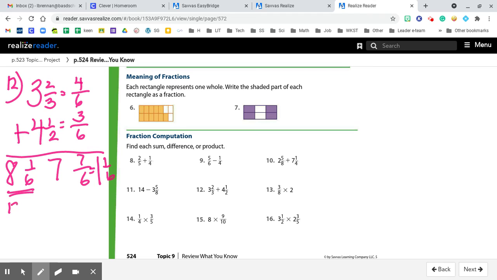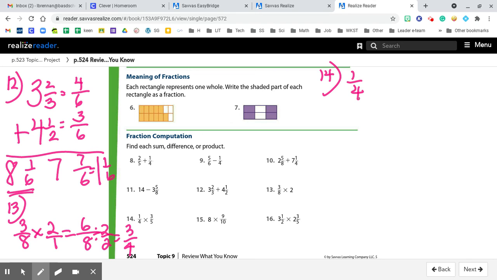13, I have 3/8 times the whole number 2. I can throw a fraction under that, multiply the top, multiply the bottom. In this case, 2 even numbers can reduce by 2 over 2, so I'll get 3/4. Number 14, 1/4 times 3/5. Multiply the numerators, multiply the denominators. 3 is prime, and it doesn't go into 21, so that fraction is in lowest terms.